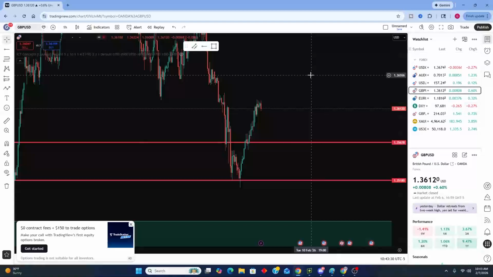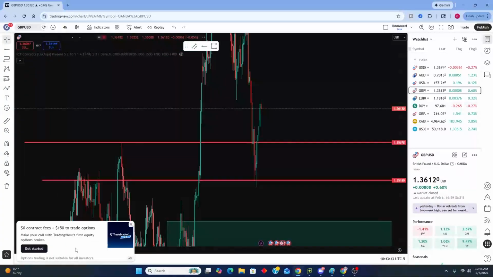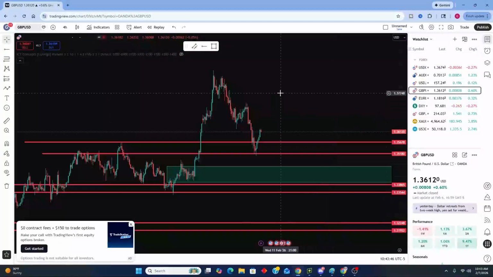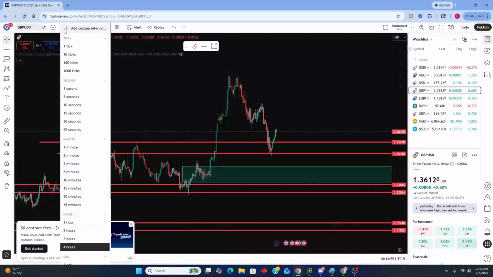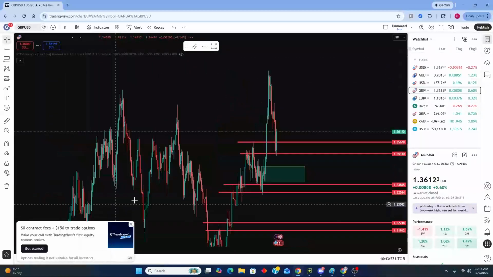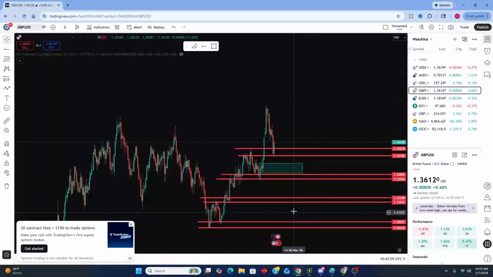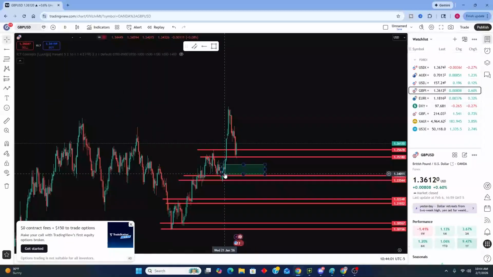The first thing I look for is the strong explosive move away from an area that tells me there was an imbalance. Buyers or sellers were clearly in control. Let's go back and show. So, we look for a strong explosive move away from an area. Let's go back to the daily so it's more clear. Where's the strong explosive move?